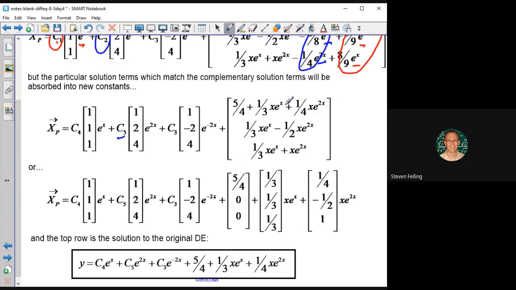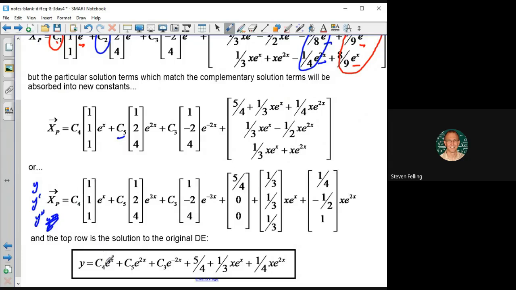We have an x e to the x, which has constants 1/3, 1/3, 1/3. And we have an x e to the 2x, which has constants 1/4, -1/2, 1. And then remember, the top row is the solution to the original differential equation, because this is y double prime, y prime, and y. So this top row here is the solution.